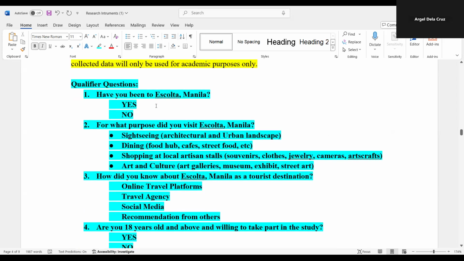So first, have you been to Escolta? O nga naman, kung wala ka sa Escolta, wala tayong tinatanong. Okay? So yes or no lang yan. Pag no, wala na, tapos na. Next, for what purpose did you visit Escolta? Sightseeing, dining, shopping, arts. Bakit? Kasi nga, the respondents should be able to do all of this for them to appreciate the multisensual landscape of Escolta. Kasi pag hindi niya nagawa to, hindi siya capable or able to answer the question later on.